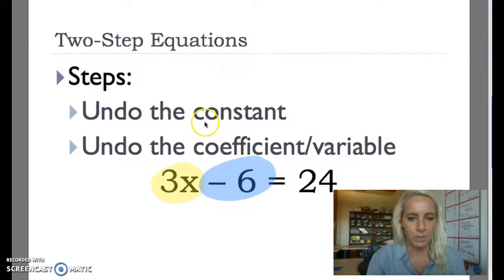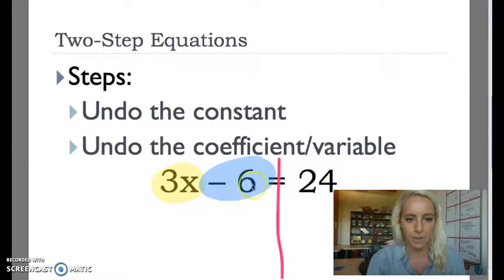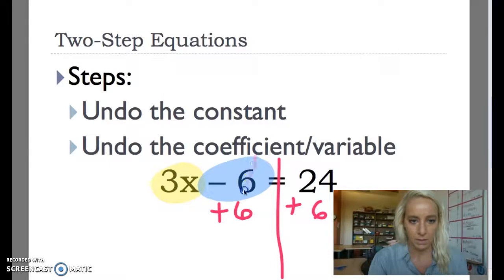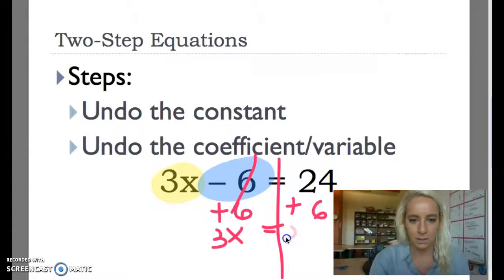So the first thing I'm going to do is undo the constant. The inverse operation of -6 is +6. So I'm going to first add 6 to both sides of my equation to cancel out the 6. These cancel, so I'm left with 3x is equal to 24 plus 6, which is 30.